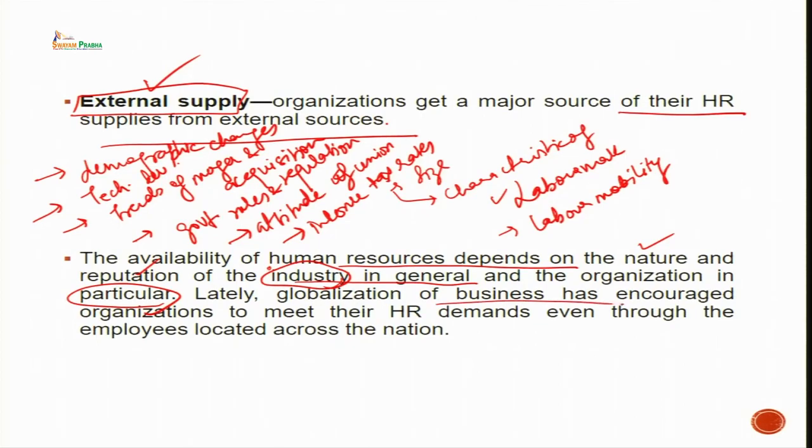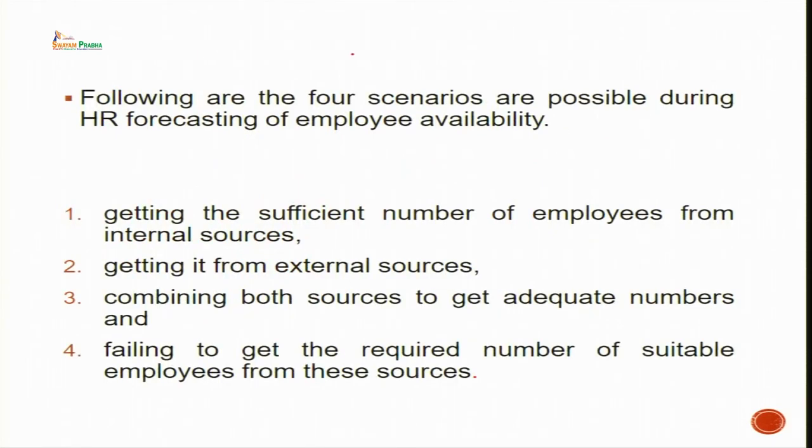But lately, globalization of business has encouraged organizations to meet their HR demands even through employees located across nations. So, we can go outside our state boundary or probably outside the nation's boundary to find specific individuals who can be assets for the organization we are looking to get the HR for. On the basis of the outcome of HR forecasting, we have just now understood how we can forecast HR through both internal supply and external supply.